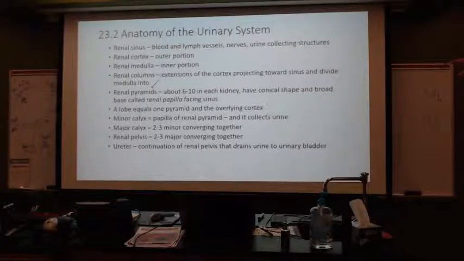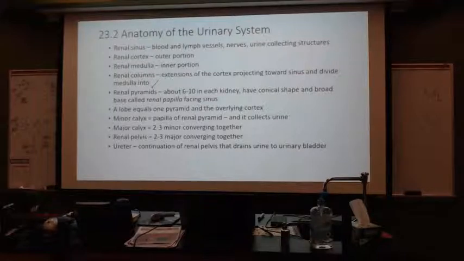Blood and lymph vessels are here, nerves are present, and I have some urine collecting structures that kind of dip into this area. So is it this whole area? Yes, this part that looks like a huge pit. Okay? The cortex is going to be my outer portion, all right? The medulla is going to be my inner portion.